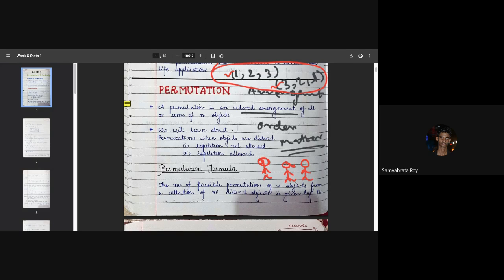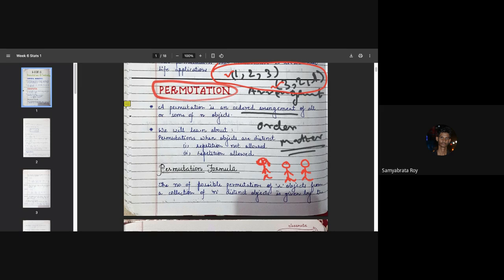But if I change the ordering, I should be considering it as a different group. Okay. So if I am considering it as a different group, then only I can say that I have taken a permutation, not a combination. What is the difference between permutation and combination? We will be discussing later. So this is basically the general idea to distinguish.